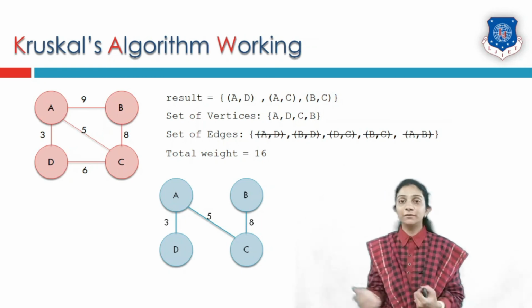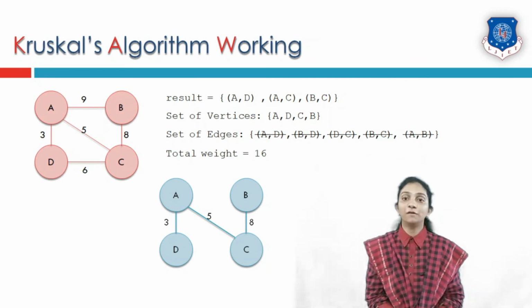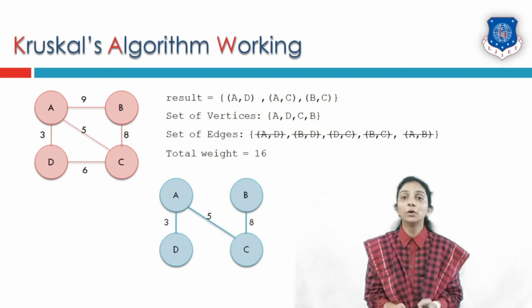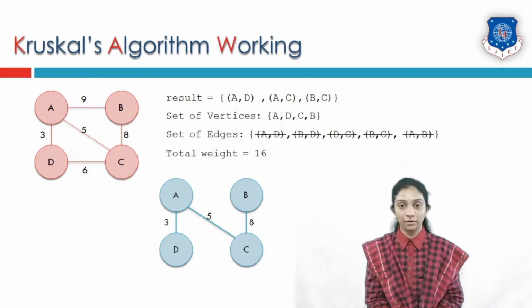So this is the resultant minimum spanning tree of total weight 16 units, which is generated using Kruskal algorithm. I hope the example and the working of Kruskal algorithm are clear.